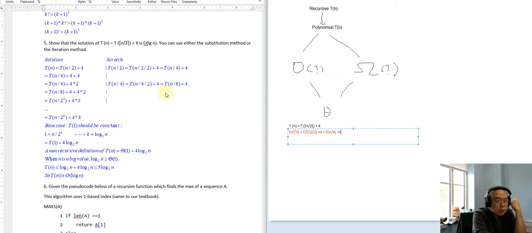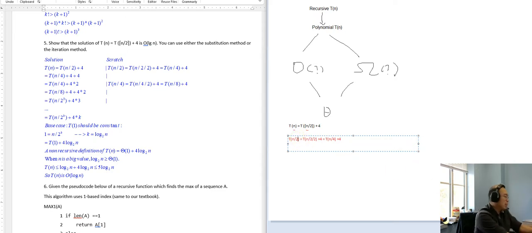So I'm going to substitute T(n/2) with T(n/4) plus 4 again. Now I have T(n/4) plus 4 multiplied by 2. And again, I don't know what T(n/4) is, so I'm going to start from this again. I'm going to substitute both n's with n/4, changing this 2 to 4 and this 2 to 4 again. So now I know T(n/4) will be T(n/8) plus 4 again.